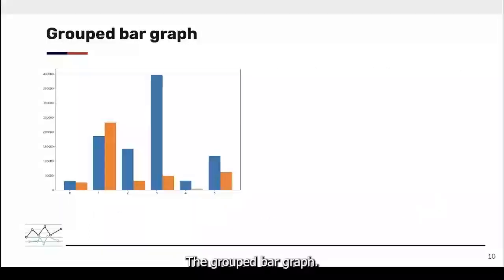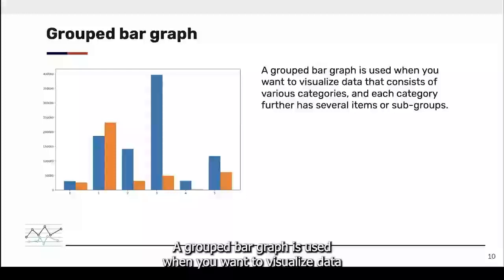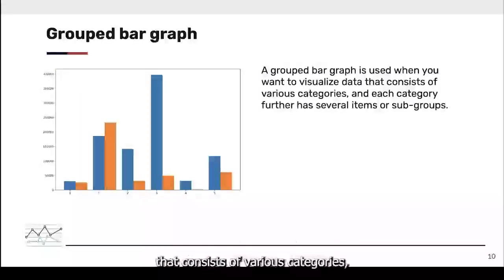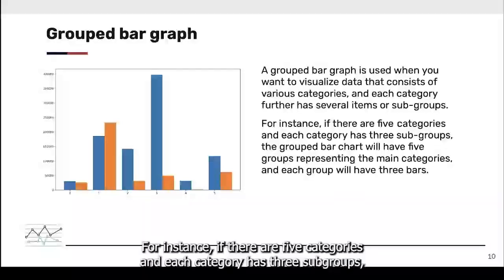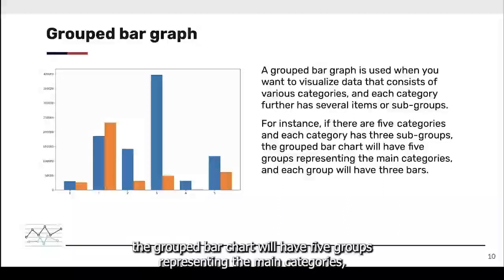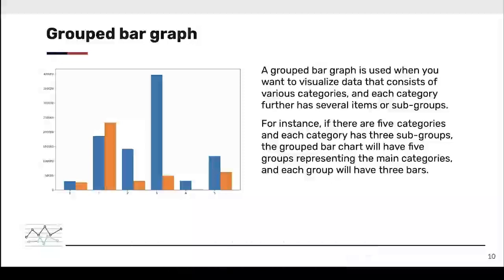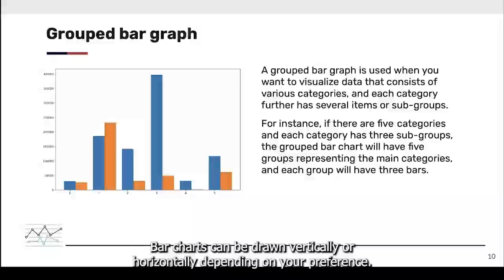The grouped bar graph. A grouped bar graph is used when you want to visualize data that consists of various categories, and each category further has several items or subgroups. For instance, if there are 5 categories and each category has 3 subgroups, the grouped bar chart will have 5 groups representing the main categories, and each group will have 3 bars. Grouped bar charts can be drawn vertically or horizontally, depending on your preference.